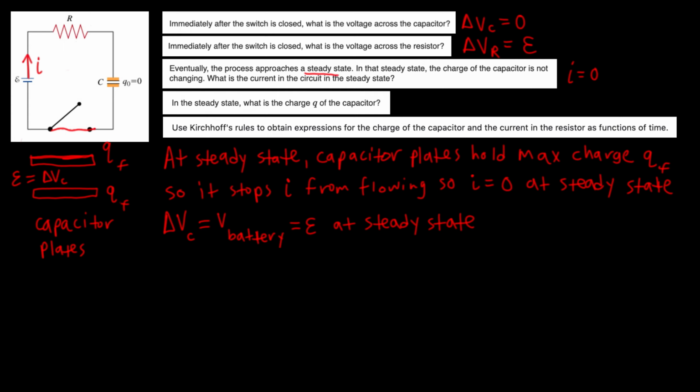And so the answer for the third question is that the current in the circuit at steady state is 0. Now let's answer the fourth question. In the steady state, what is the charge on the capacitor?